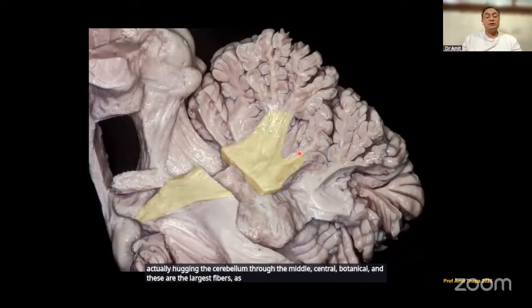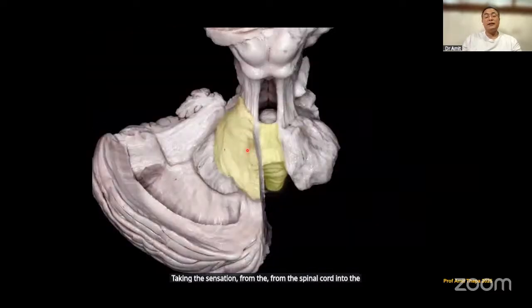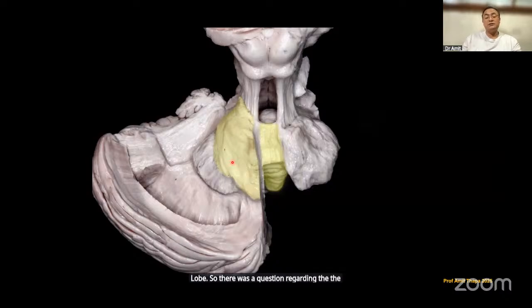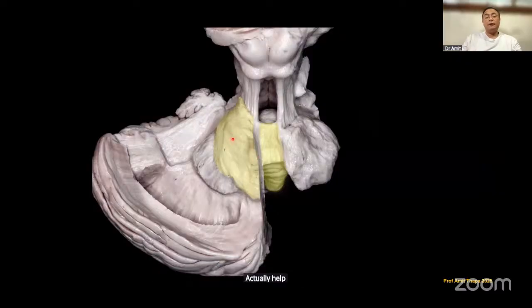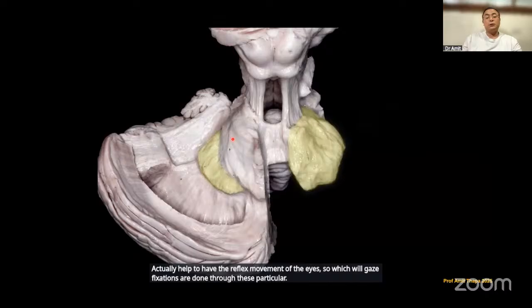we just mentioned. So this is a portion of the inferior cerebellar peduncle. From the spinal cord, it goes through the medulla oblongata into the cerebellum, and this is basically an afferent pathway, taking the sensation from the spinal cord into the cerebellum. This is again a pathway which is shown through the flocculonodular lobe. There was a question regarding the role of tonsils. The flocculonodular lobe together with the tonsils helps to have the reflex movement of the eyes. So visual gaze fixation is done through these pathways.